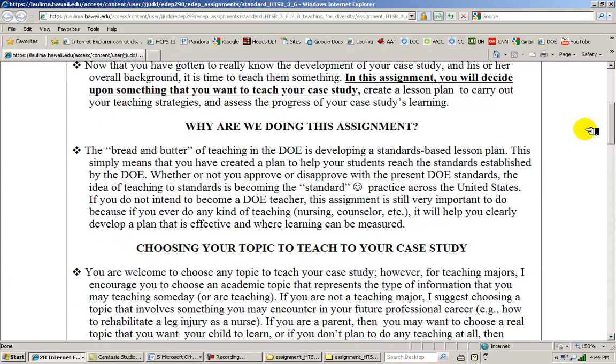We're doing this assignment because many of us are going to go into the Department of Education as teachers. And one of the bread and butters of teaching is a standards-based lesson plan. So it's important that we know how that occurs.